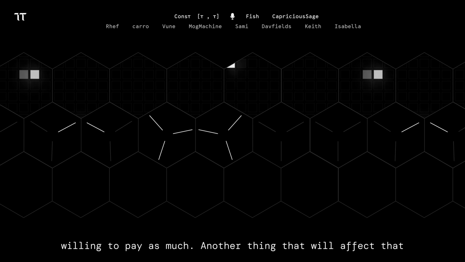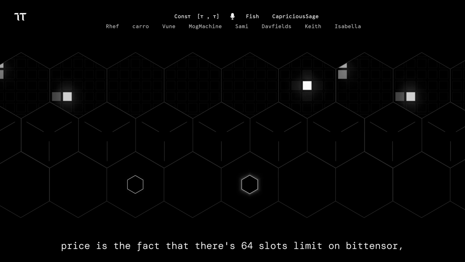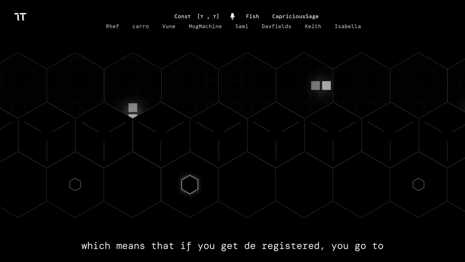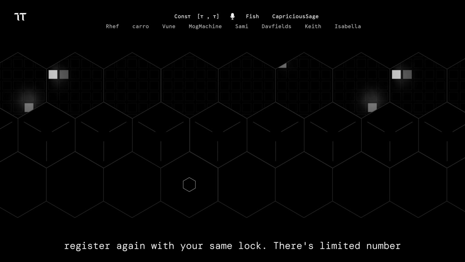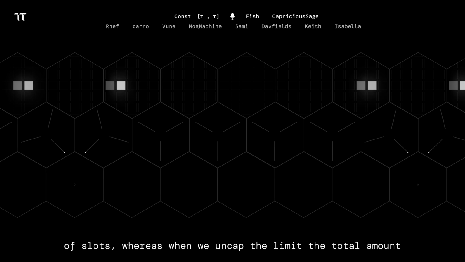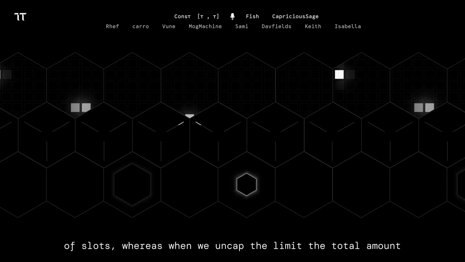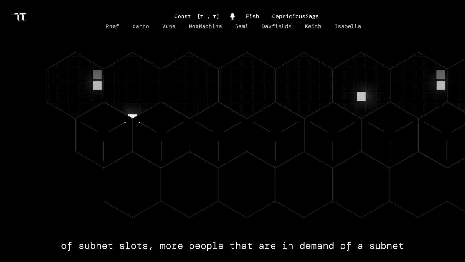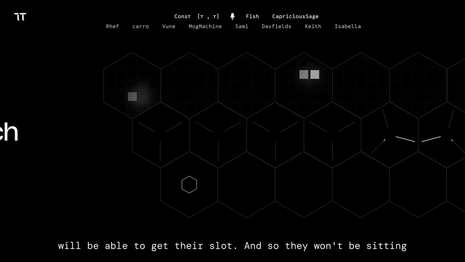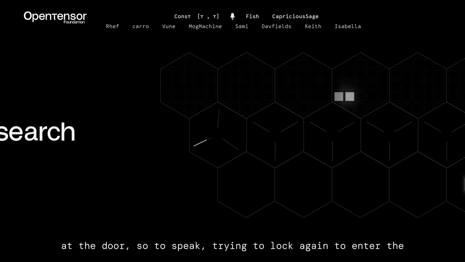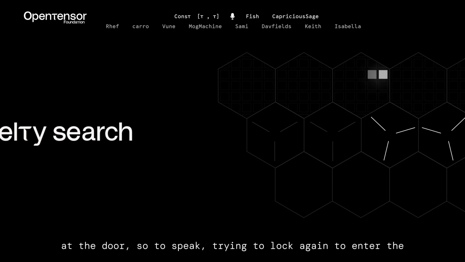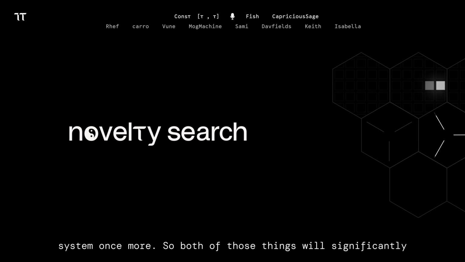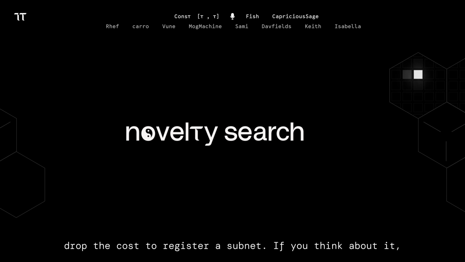Another thing that will affect that price is the fact that there's a 64 slots limit on Bittensor, which means that if you get deregistered, you go to register again with your same lock. There's a limited number of slots. Whereas when we uncap the limit, the total amount of subnet slots, more people that are in demand of a subnet will be able to get their slot. And so they won't be sitting at the door, so to speak, trying to lock again to enter the system once more. So both of those things will significantly drop the cost to register a subnet.